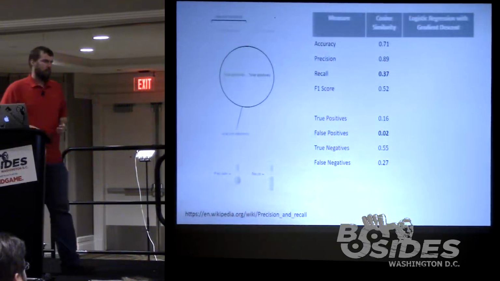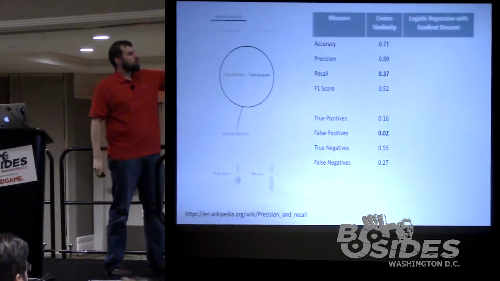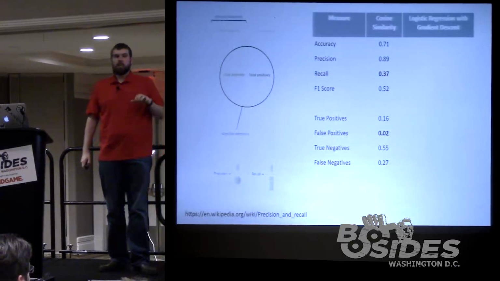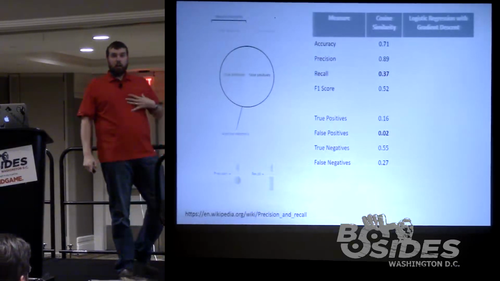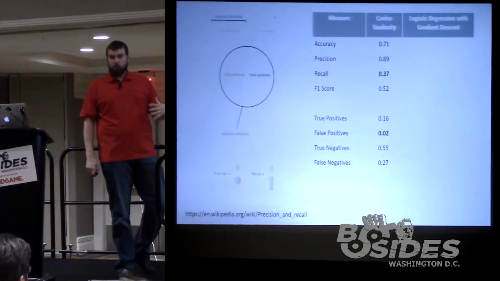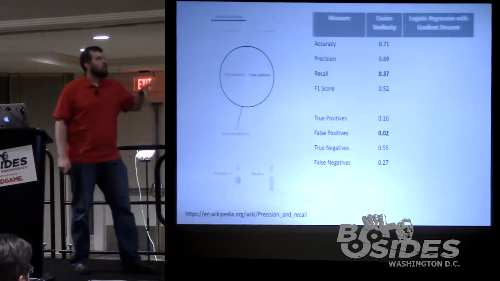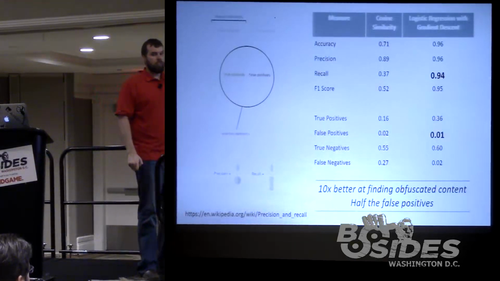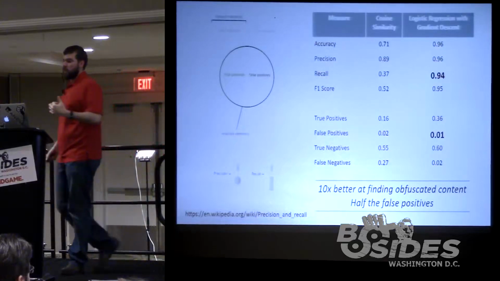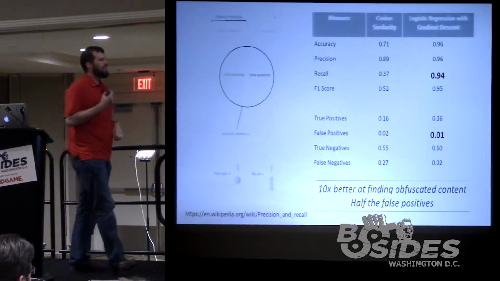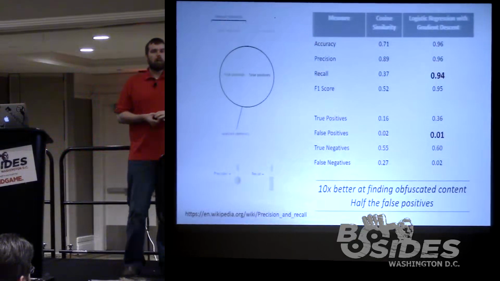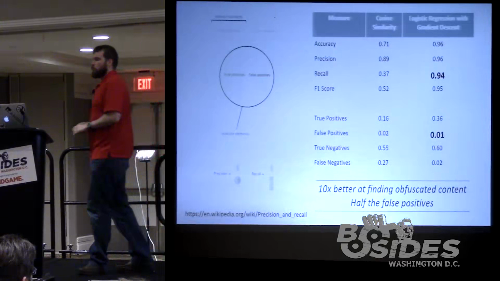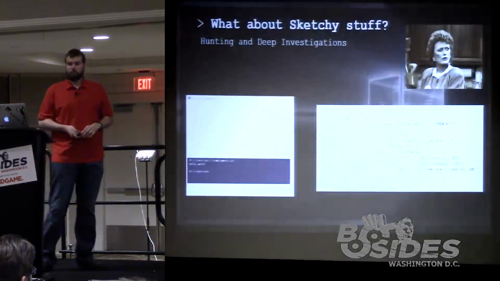So how does this actually work at the end of the day? Well, again, remember our cosine similarity, we had 89% precision and recall is 37%. Now, for anyone who's not a blue teamer in the house, this next slide is our equivalent of getting DA. So we're going to get really excited about this. Our model performed at 96% precision and 94% recall, which we were really excited about. And false positives were 0.01. So this model is literally 10 times better at finding obfuscated code with half the false positives. So we're really, really excited about this.